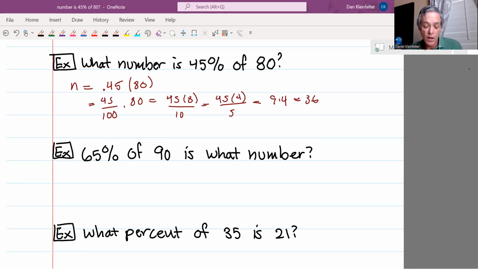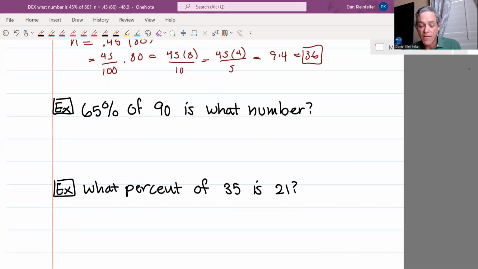36. Okay. All right, so let me check that for reasonableness real quick. 80 is our whole amount. 50% would have been half. 50% of 80 would be 40. Half of 80 is 40, so 36 seems reasonable.